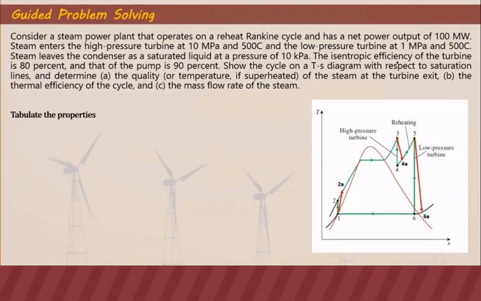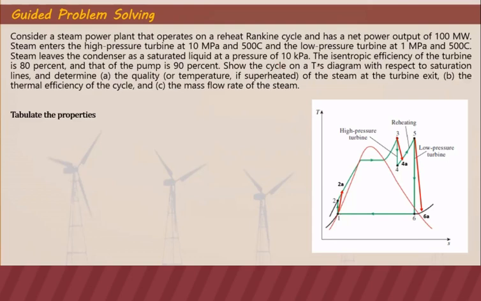We're given that the isentropic efficiency of the turbine is 80% and the pump is 90%. This is the reason why we have the deviation. Instead of having an isentropic process, we have an actual reheat Rankine cycle. So we have point 6A, same also with the high pressure turbine. Both turbines are actual with an isentropic efficiency of 80%, and the pump also has an isentropic efficiency of 90%. It's actually an actual cycle.